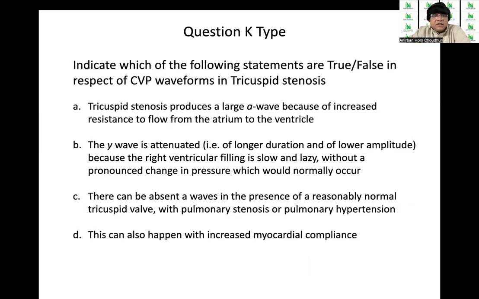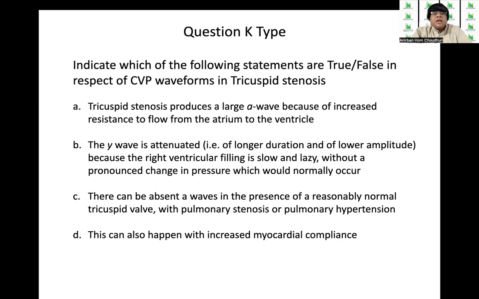So let me ask a K-type question, another type of very common questions that are asked in entrance exams: indicate which of the following statements are true or false with respect to the CVP waveforms in tricuspid stenosis. As you know, in tricuspid stenosis, the changes are expected to be just opposite to those of tricuspid regurgitation. So you can work out the options on that basis also.